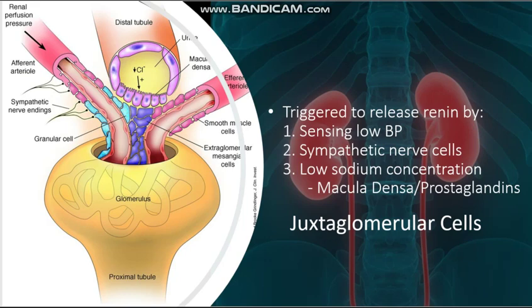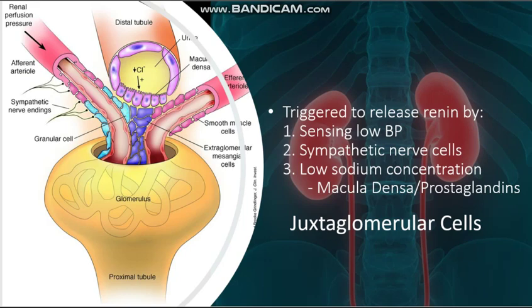Juxtaglomerular cells, or as we'll call them, JG cells, their job is to release renin. And they are triggered to release renin by three different stimuli. The first is the cells can sense low blood pressure in the vessels. And once they sense the low blood pressure, they will release renin. The second method by which they release renin is through sympathetic nerve stimulation.